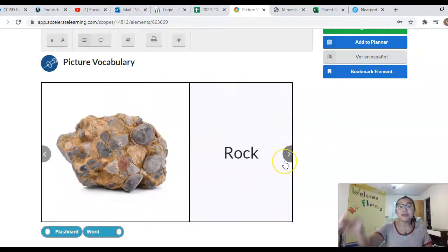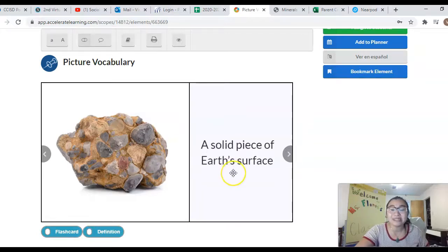Our next word is rock. What's a rock? That's what we're going to be learning about. And they have a picture of this rock, and it looks like this rock is made up of more rocks. How cool is that? What is a rock? A rock is a solid piece of Earth's surface.